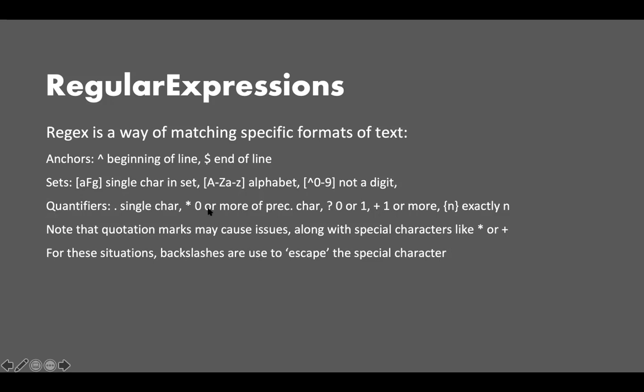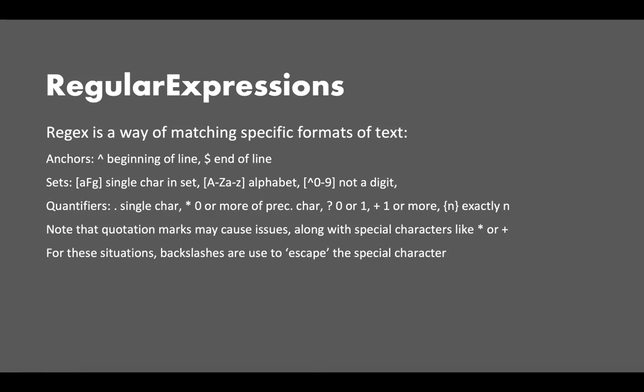So for instance, if we have this asterisk right here, then that counts for 0 or more of the preceding character. If I had my AFG set from above and then just had an asterisk after that, that could mean any number of these particular A, F, or G characters in a row. We can also have the question mark, which is 0 or 1 character of the preceding set, or the plus, which is 1 or more characters of the preceding set, or even a number specifically in brackets, which matches exactly n occurrences of that particular set.